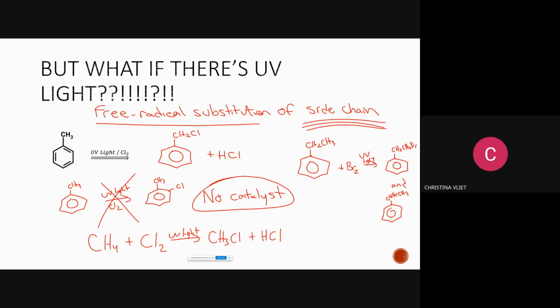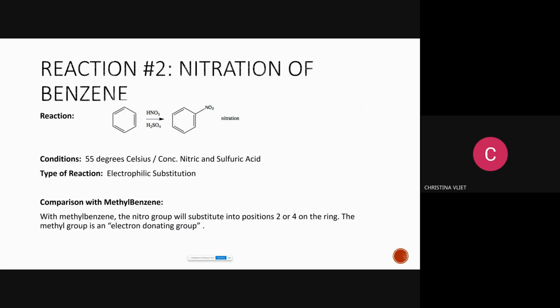All right, so the next one. And I told you there's a lot of benzene reactions. We're getting through a lot of them today. The next one's called nitration. So go ahead and write this one down. This one should be on a flashcard. If you're taking notes on separate paper, you should write it. Nitration of benzene. This is how you get NO2 on a benzene ring.